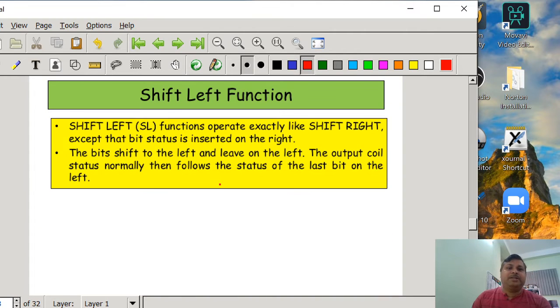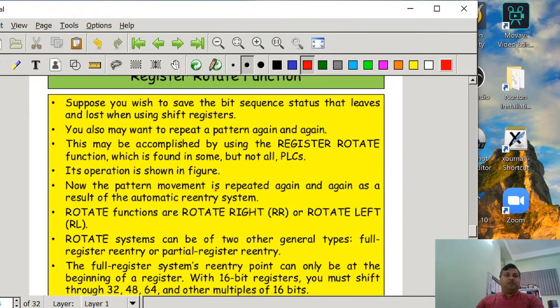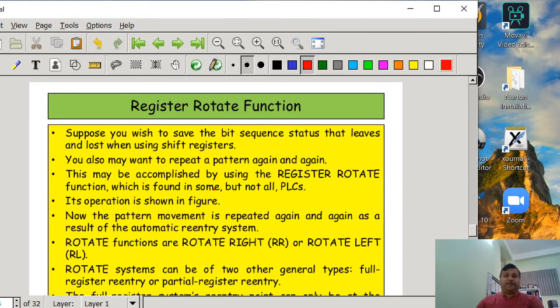Okay, so then shift left function, that is SL function, operates exactly like shift right, except that bit status is inserted on the right. The bits shift to the left and leave on the left. The output coil status normally then follows the status of the last bit on the left. So now we are going to understand the register rotate function.